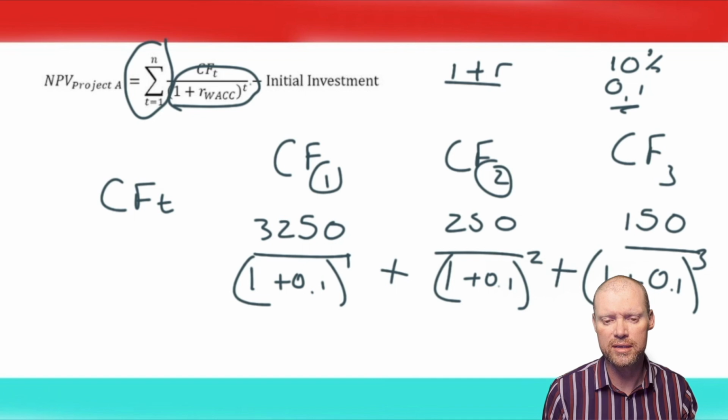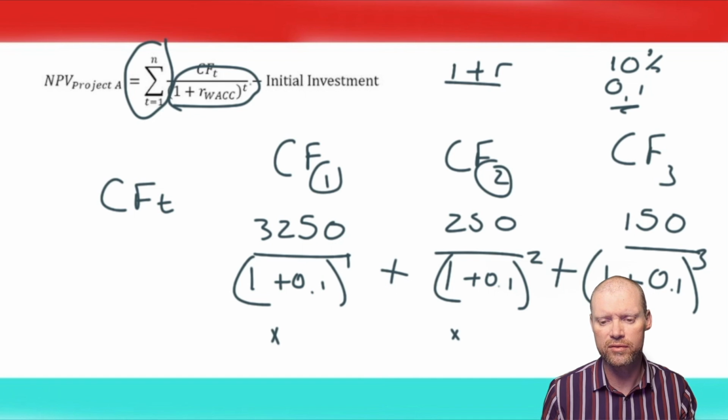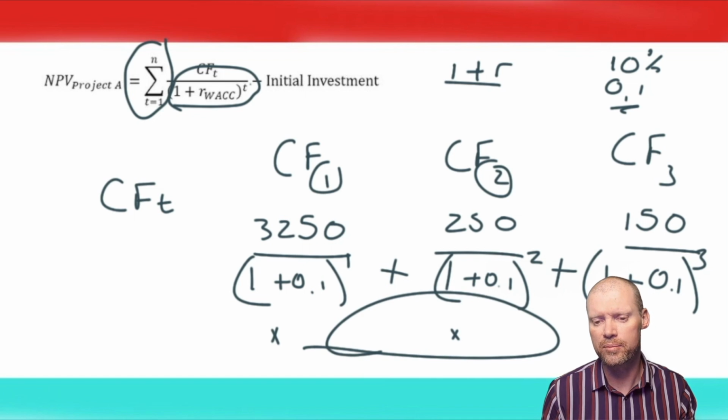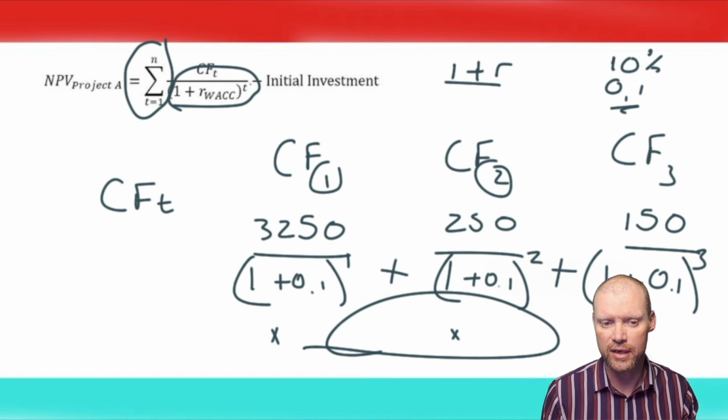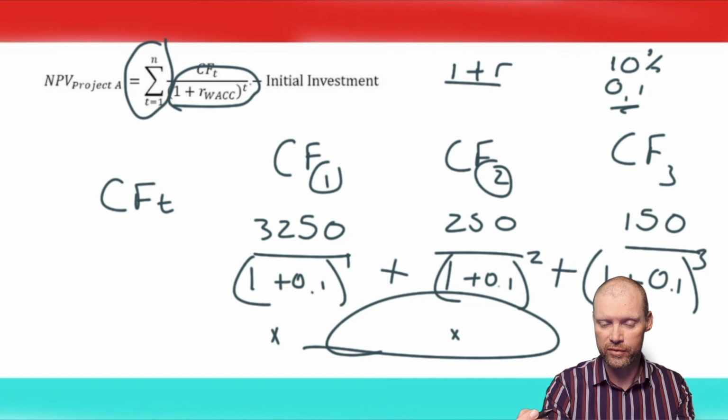N was 3 in this instance, when we're in the instance of project A, and we'll do this in Excel now. So this will give us a value, that will give us a value, that will give us a value. We add these up, subtract the initial investment of 3,000, and then we have our NPV value.